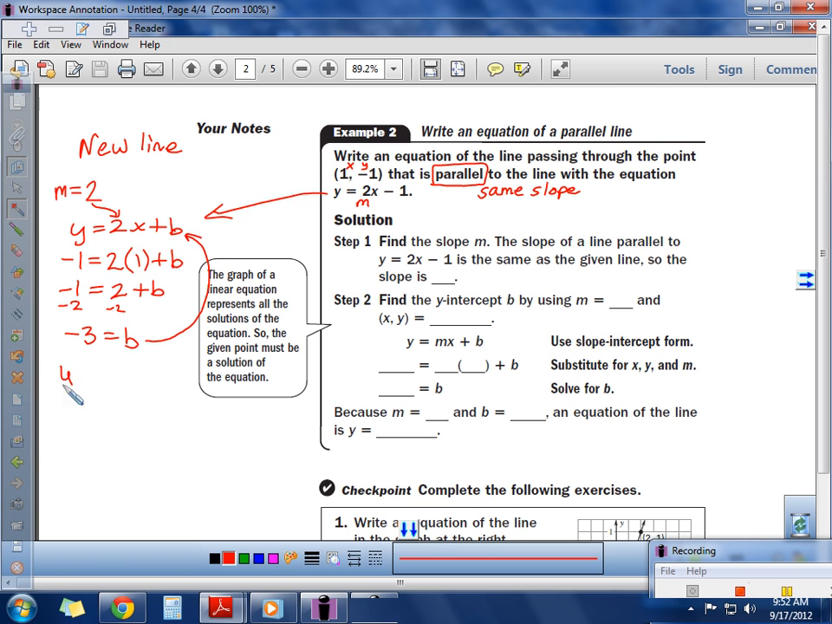So really it should say y equals 2x plus my new b is negative 3. Oh, so it's minus 3. There's my final answer. There's my new equation for this parallel line through the point 1, negative 1. Good.